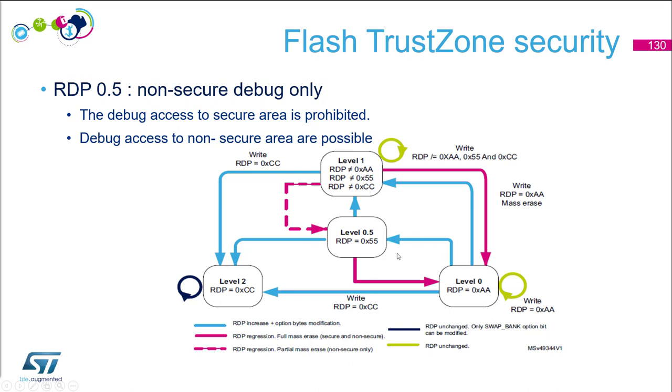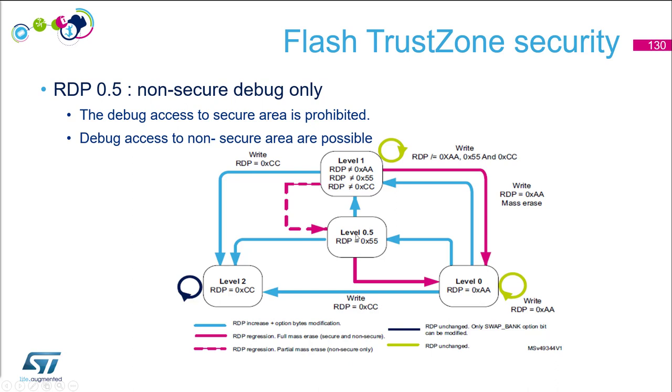Okay, now we've got this additional step. So if we are in level 0 and switch to level 0.5, what happens? We can't access the secure area. We can just connect and debug the non-secure area. Okay, and you can go from level 0.5 to level 1. Here you've got full protection.